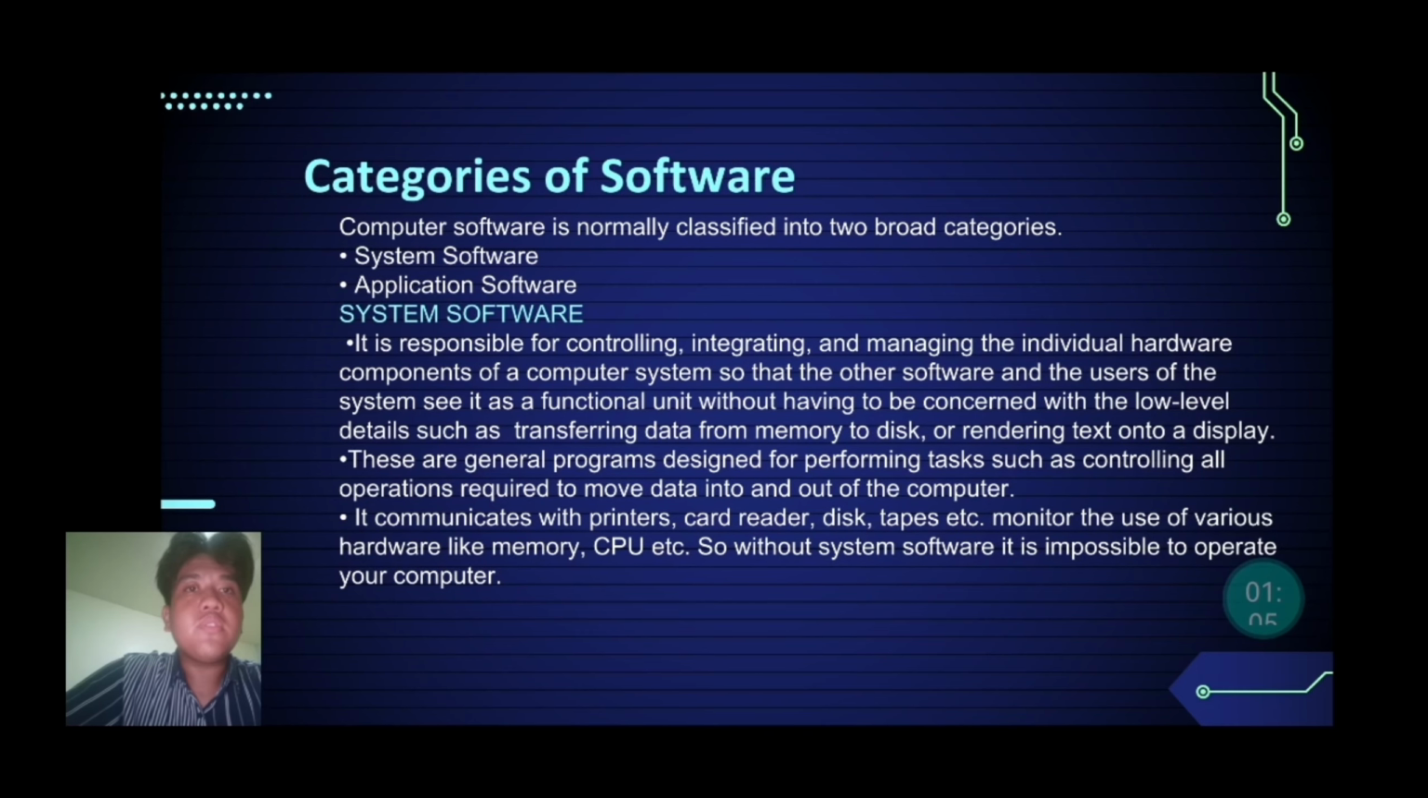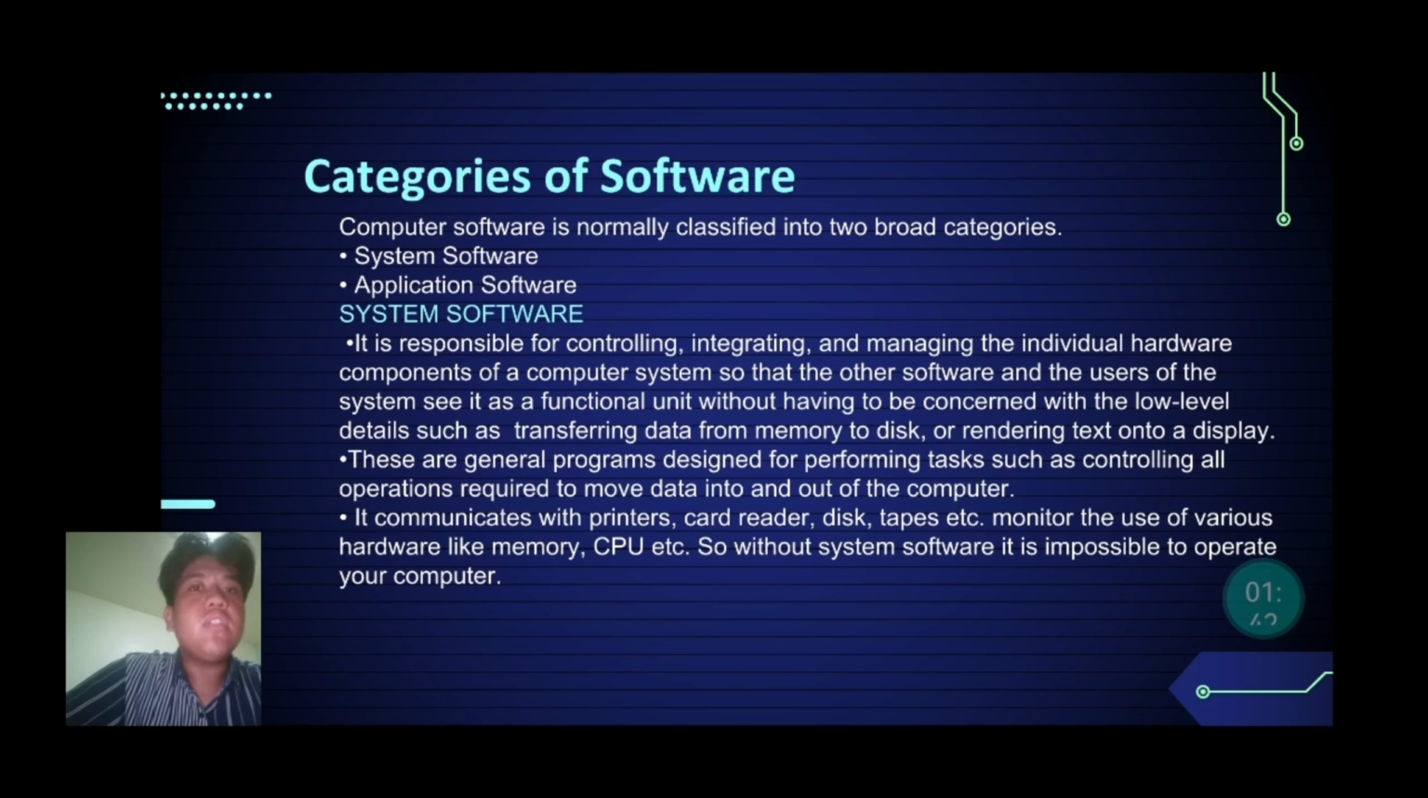Categories of software. Computer software is normally classified into two broad categories. Number 1, system software. Ano nga ba ang system software? System software are the general programs designed to perform tasks such as controlling all the operations required to move data into and out of the computer. Number 2, application software. Ano nga ba ang application software? Application software, or simply an app, is a set of computer programs designed to perform a specific task or function for the user.